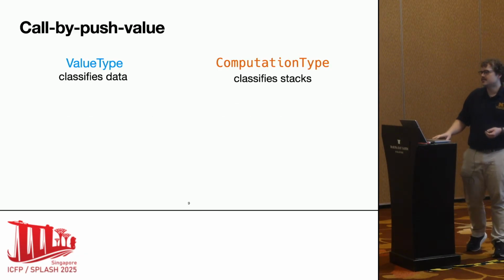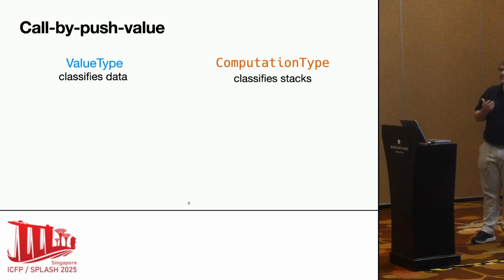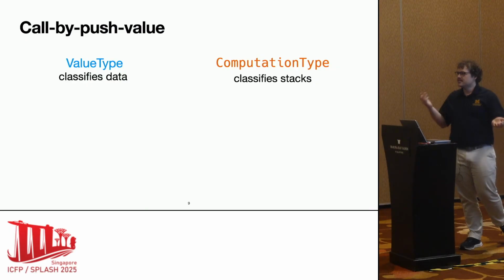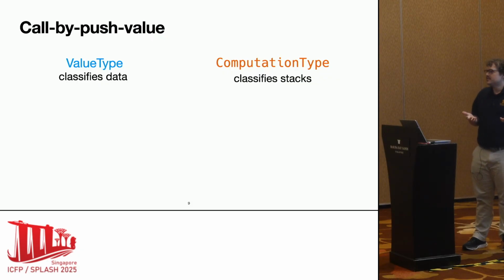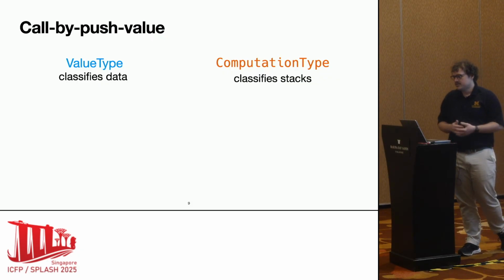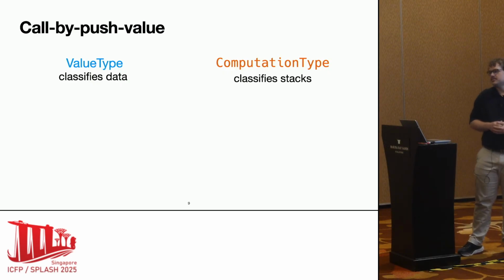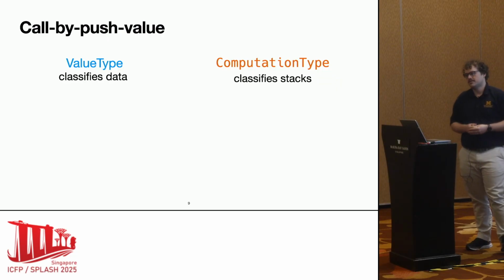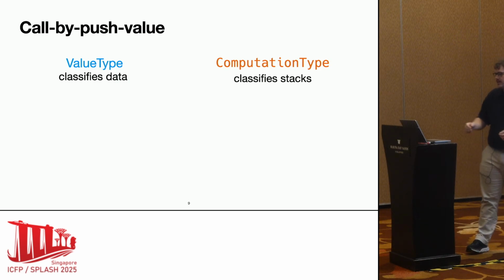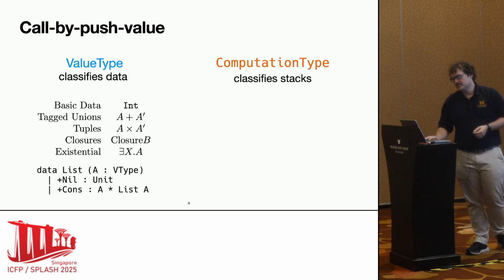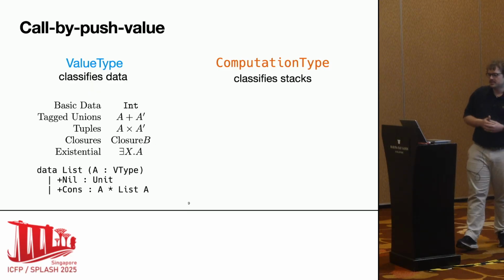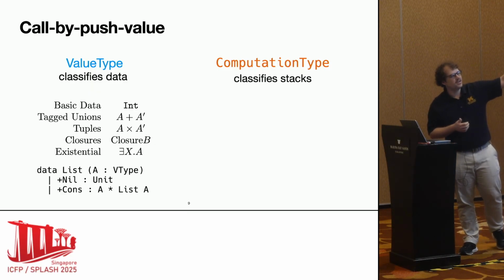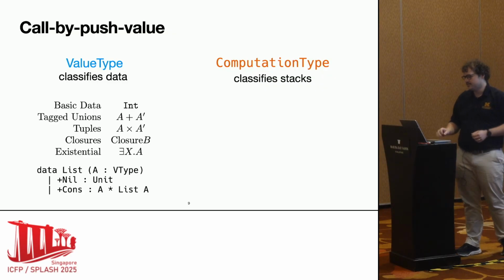Okay, so first let's talk about the formal setting that we use, which is called call by push value. And for the purposes of this talk, I like to just think of call by push value as a domain-specific language for working with stack machines. Okay, so call by push value introduces a kind distinction for different types. So on the one hand, we have value types, which are the kind of types we're used to in call by value languages. So that's basic data types, tuples, tagged unions, and closures. And recursive ones, we have recursive data types like our favorite linked lists.